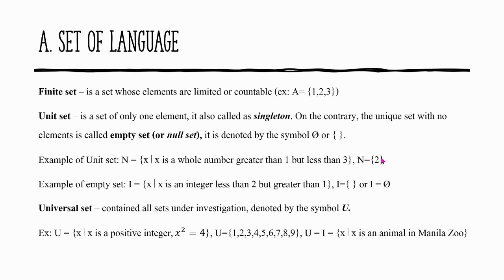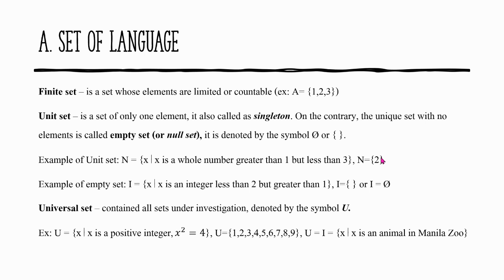We have different classifications of sets. First is the finite set. It is a set whose elements are limited or countable, that you can count. So for example, we have A, inside the brackets, 1, 2, 3.